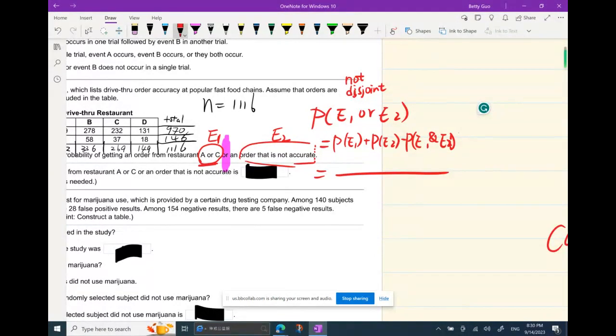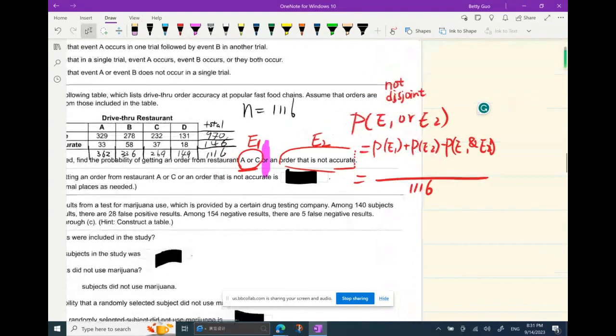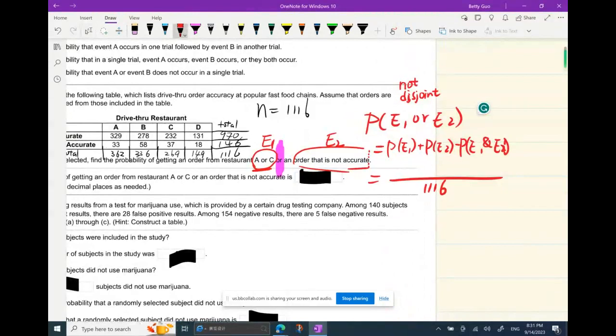Draw a big bar, and in the denominator, we have the sample size, right? And then since the two events are not disjoint, in the numerator, we're going to have three things. The first thing, how many orders favor E sub 1? Do we agree the denominator is 1116? The sample size, right?